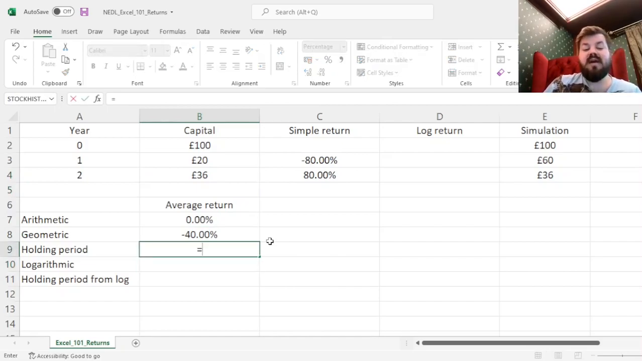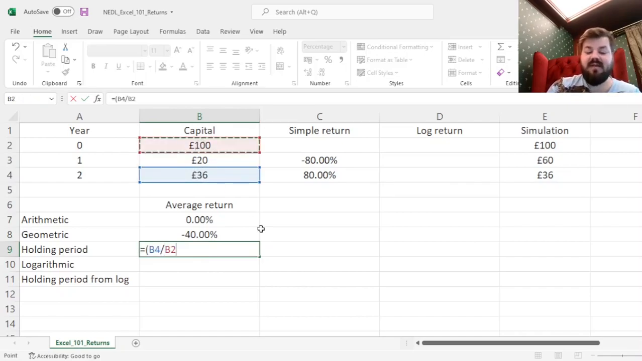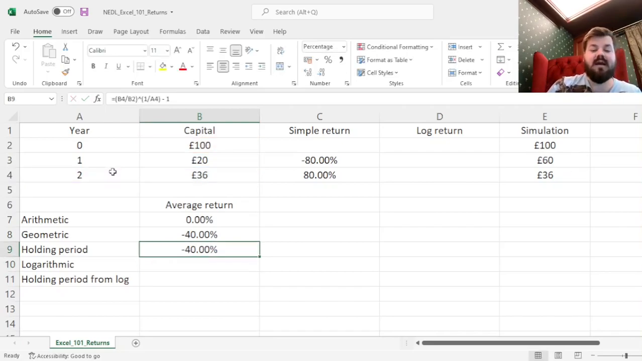Alternatively, we could have calculated the holding period return using the ratio between investment value at the end and investment value at the start, raising it to the power of 1 over the number of years we held our investment, and subtracting 1, giving us the same value, minus 40%.